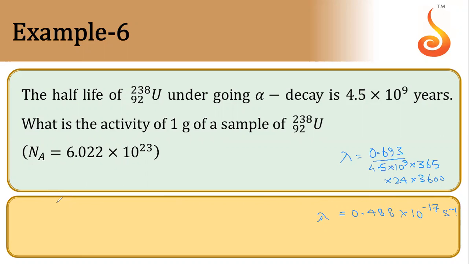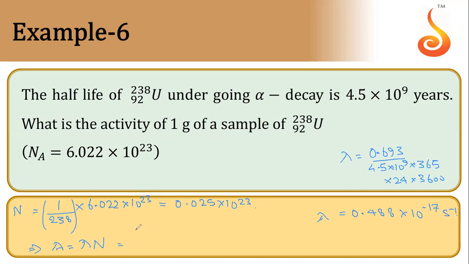Okay, activity of 1 gram of sample. In 1 gram, how many moles will be there of uranium? 1 divided by 238 moles will be there. In 1 mole, Avogadro's number of atoms are there. So this will give us the total number of atoms. And we know that activity is the product of lambda into N. So we have to multiply these two terms. On solving this, you will get 0.025 into 10 raised to power 23.